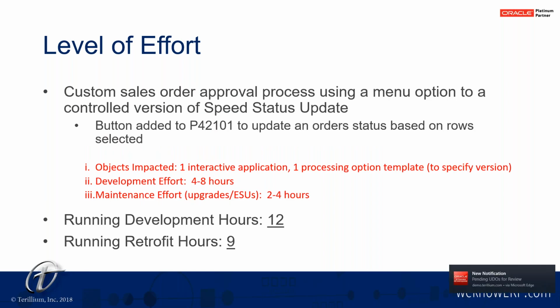Custom sales order process for the approvals, to get the button added to the P42101 to update an order status based on rows selected. You've got 1 interactive application, 1 process option template to specify the version. Your development effort here might be about 4 to 8 hours, and your retrofit effort will be about 2 to 4 hours. So now we're up to 12 and 9.